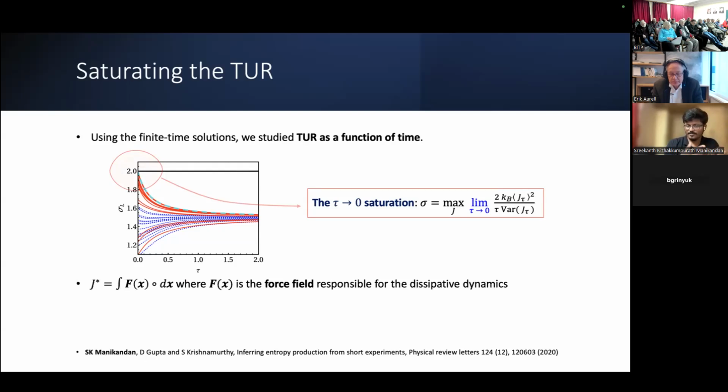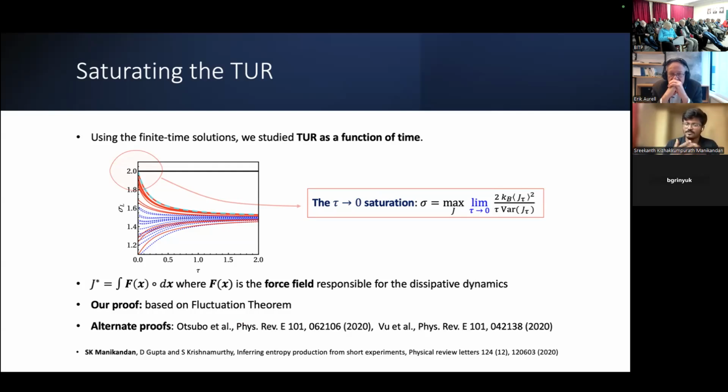And not only that, the current that is saturating the thermodynamic uncertainty relation is what we call the dissipative force field. So this force times the displacement of the system would give you the total entropy production or total dissipation along that particular trajectory. So by identifying the current saturating the thermodynamic uncertainty relation, you will also have an idea about what is the dissipative force field running the system. And our proof was based on fluctuation theorems and generic arguments. I'm not getting into the details of that. There were also alternate proofs provided later on.